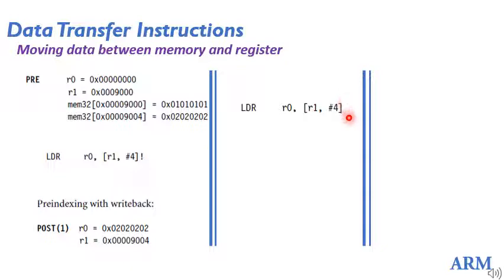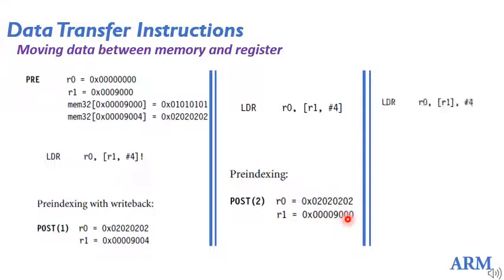Okay, so what is the difference here? The content of the same memory location R1 plus 4, that is 9004, is to be loaded into R0. That is R0 will be equal to 02020202 only. But R1 is not updated because there is no exclamation mark. So base register R1 was actually 9000 originally, so it will be retained at 9000 only because of the absence of the exclamation mark. So the output will be something like this. R0 is this value 02020202, and R1 will be 9000.